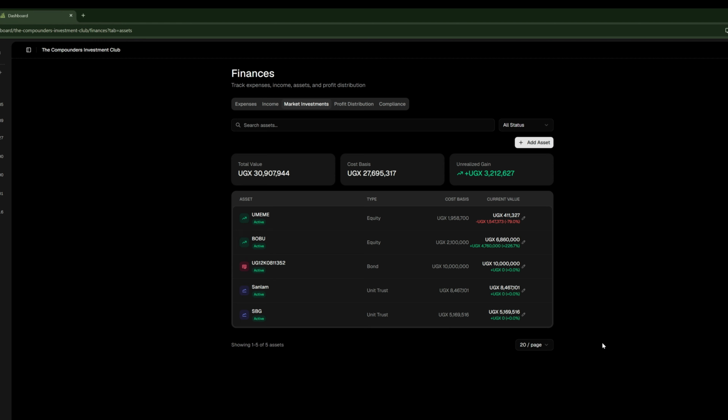This option should only be used if the asset was recorded in error. For an actual disposal of an investment, the correct approach is to record the sale, so the history and any capital gain or loss is captured properly.